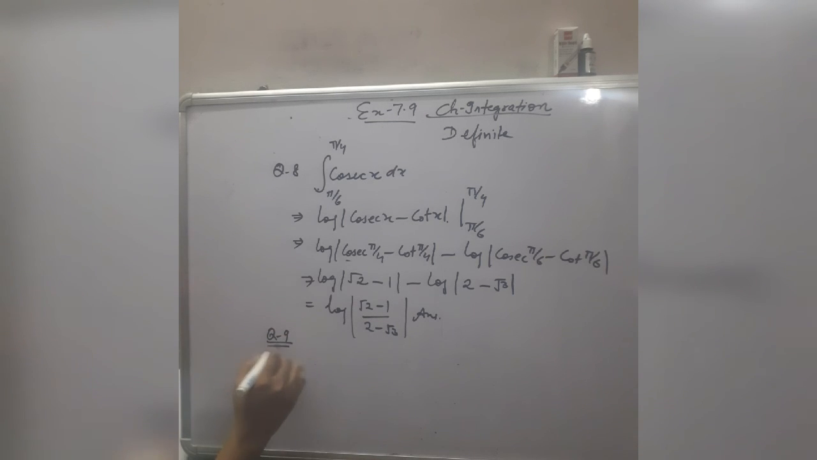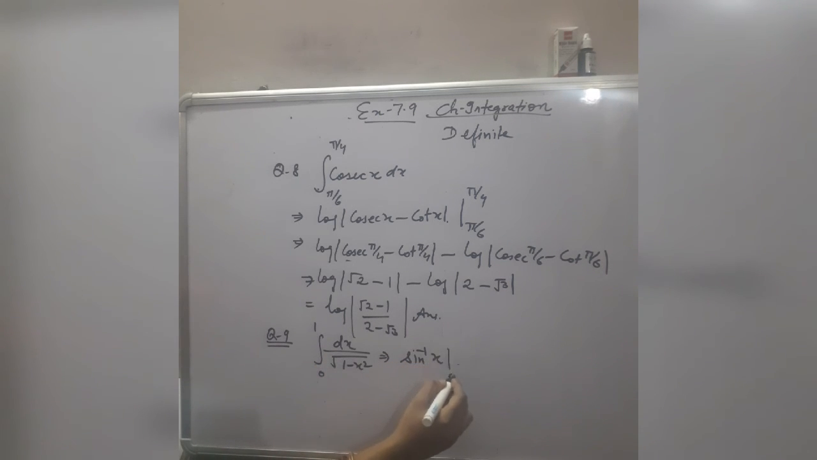Now see question number 9. In question number 9, limits are 0 to 1, and the function is dx by root 1 minus x square. All of you know that the integration of 1 by root 1 minus x square is sine inverse x. Again I am saying you will not take the integration constant c in these sums. Now sine inverse x, in place of x firstly put the upper limit, it becomes sine inverse 1 minus sine inverse 0, and sine inverse 1 is equal to pi by 2. Sine inverse 0 is 0, pi by 2 minus 0 gives you pi by 2.